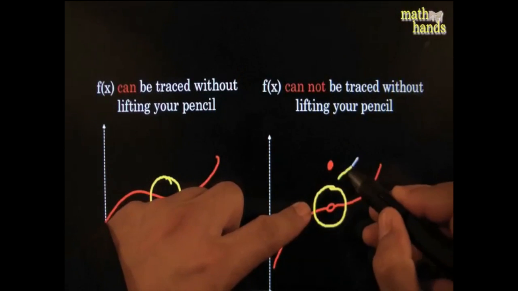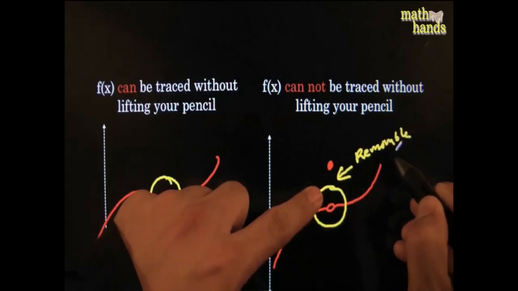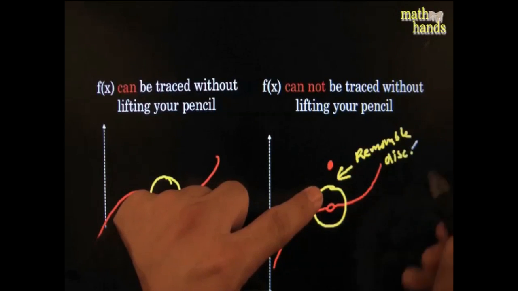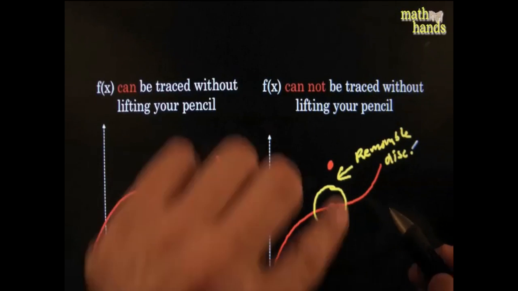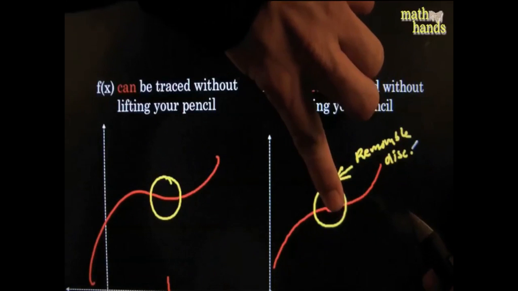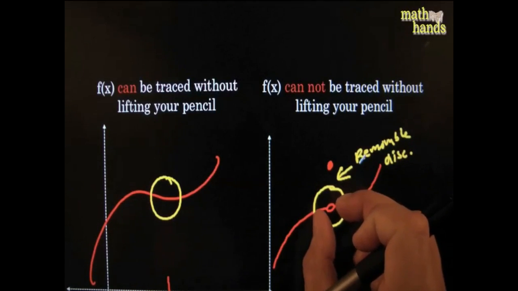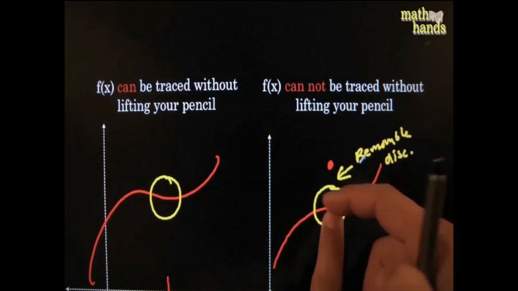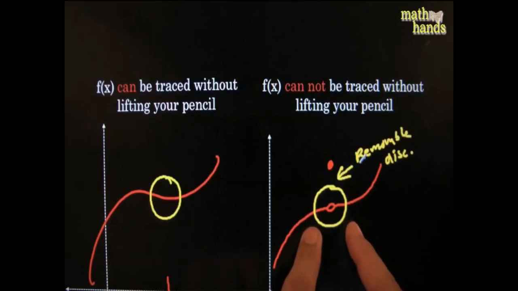This is called a removable discontinuity, and it has a key feature that you could just remove it by covering one little point. If you can fix the problem with one finger here, it's removable. In other words, if the problem is a one-point problem, if it wasn't for that point, the graph would look really nice like this one, then you've got a removable discontinuity.